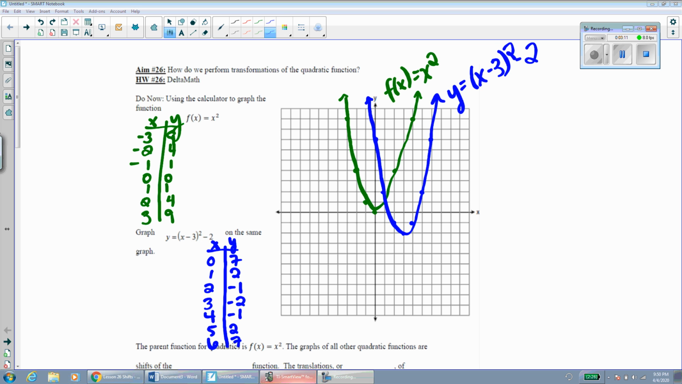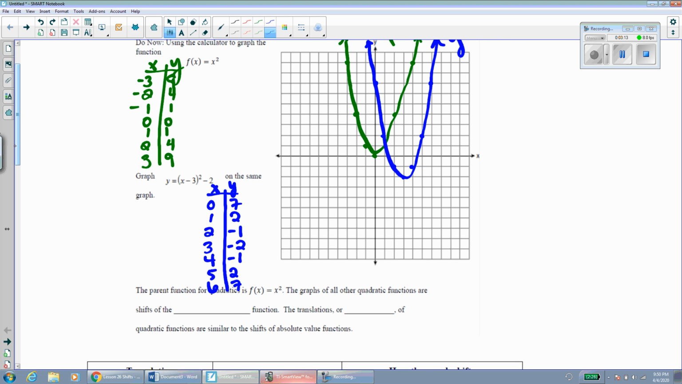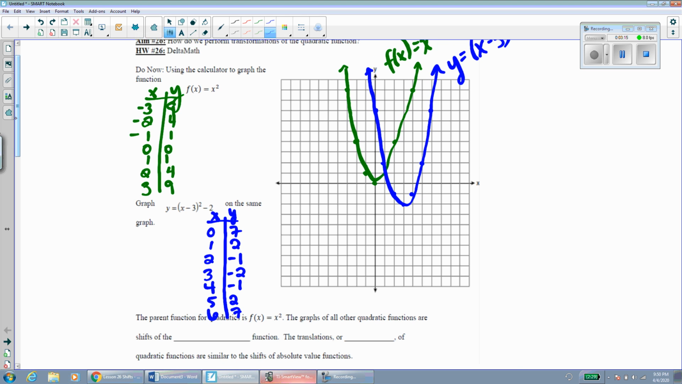So I just want to look at the next little portion first before we actually start talking about the do now. So down here it says the parent function for quadratics is f of x is equal to x squared. The graphs for all other quadratic functions are shifts of the parent function. So let's talk about what that means. They're basically saying that our parent function, f of x is equal to x squared, any other quadratic that you see is basically just a shift of that.